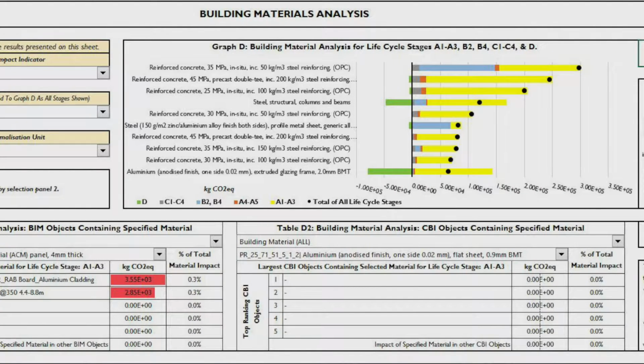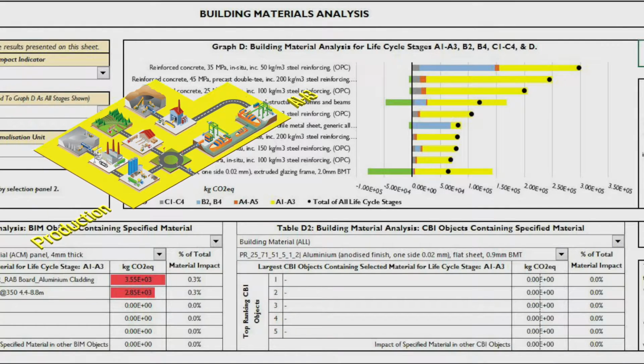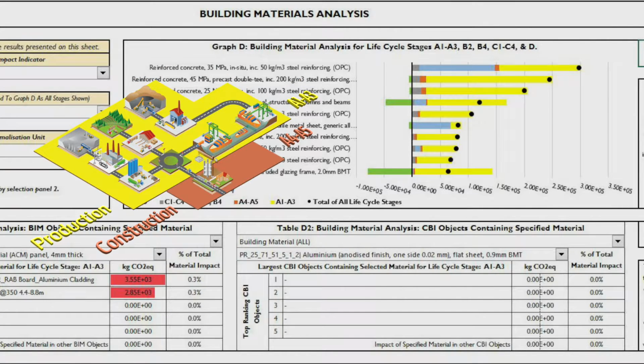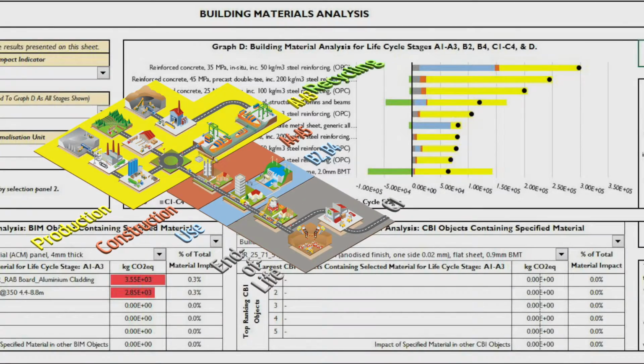Graph D shows the top 10 environmentally impacting building materials based on the indicator selected in the selection panel's drop-down menu. These materials are ranked from highest, e.g. having the largest total environmental impact, to the lowest. Each bar shows each material's environmental impact separated into the individual life cycle stages, A1 to A3, A4 to A5, B2, B4, C1, and D.